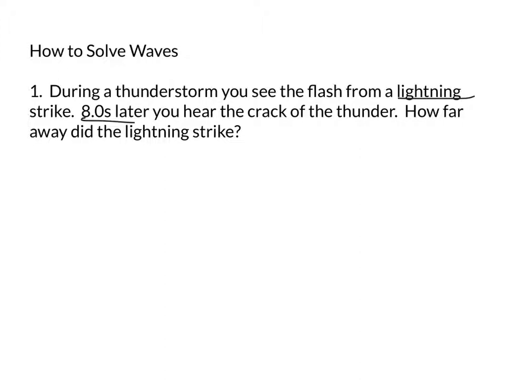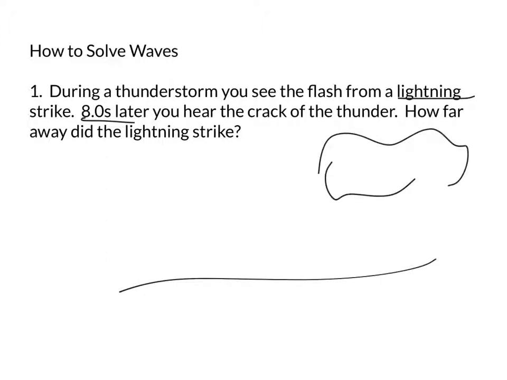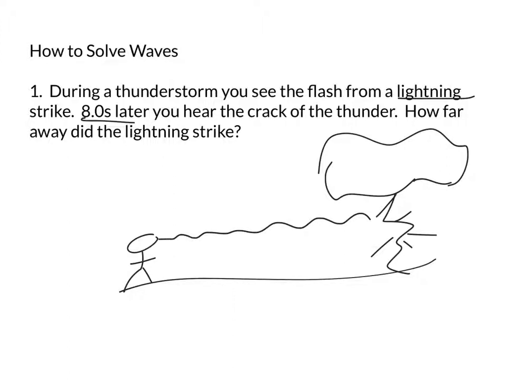Let's see what we got. There are two waves going on here. If we draw this, here's the cloud, and here comes the lightning, and here you are way over here. There's a light wave from the lightning. It emits a light wave that goes like that, which your eye picks up, and that takes a certain amount of time.